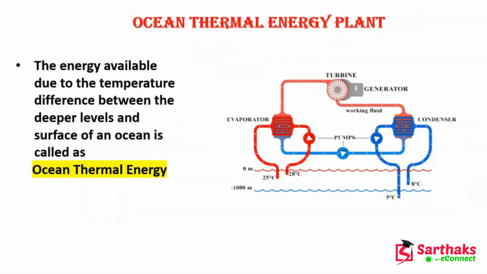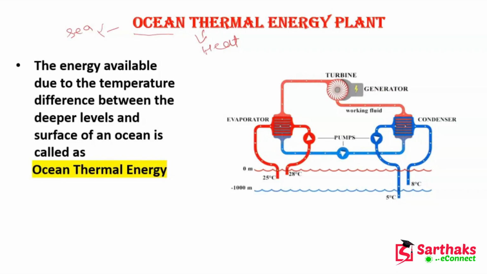Now let us move on to the last type of plant, and that is the ocean thermal energy plant. Ocean means sea, as we all know, and thermal means heat. So basically here we use the energy available due to the temperature difference between the deeper levels.